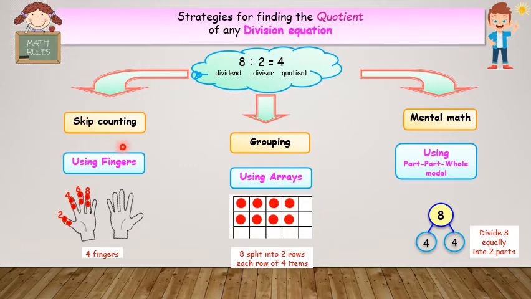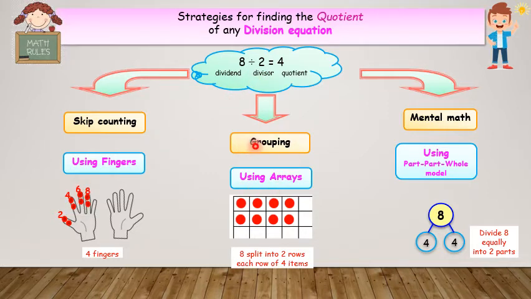The first way is skip counting, and we can use fingers to do this. I want to divide 8 into 2 groups. So I will look in table 2 for what gives me 8, or I count by 2 till I reach 8. I count by 2: 2, 4, 6, 8, so I finished. How many fingers did I take? 4 fingers, so the quotient is 4. So this is skip counting, using my fingers to search table 2 for what gives me 8.